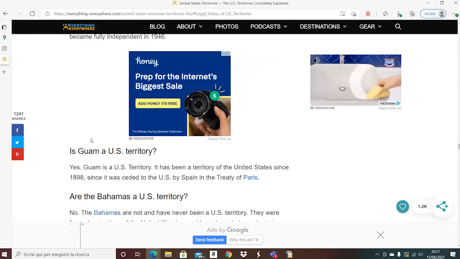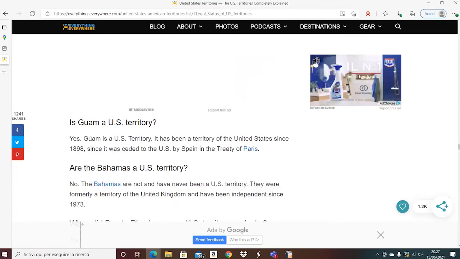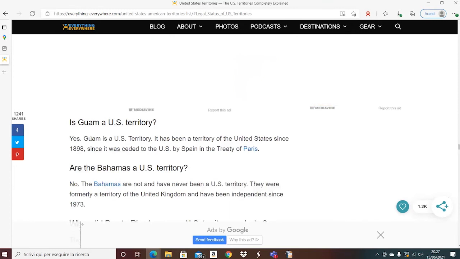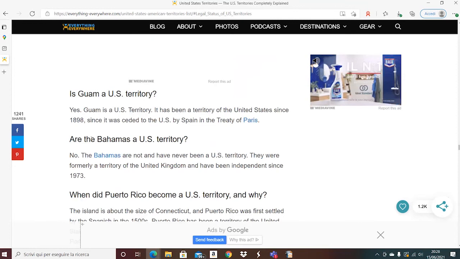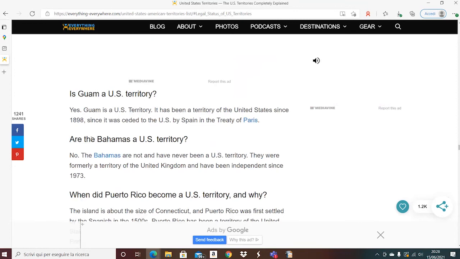Guam is a U.S. territory. It has been a territory of the U.S. since 1898, when it was ceded to the U.S. by Spain in the Treaty of Paris. The Bahamas, a U.S. territory? No, they are not. They've never been a U.S. territory. They were formerly a territory of the United Kingdom and have been independent since 1973.